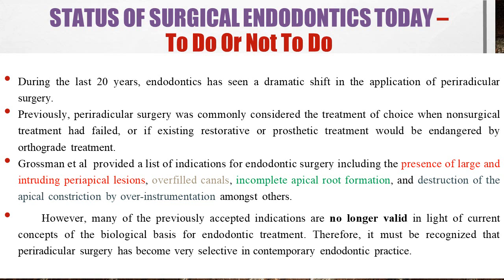Okay, so Grossman, a very famous dentist of his time, had given a list of indications for endodontic surgery at that time. That included the presence of large and intruding periapical lesions, just like I said just now. Overfilled canal. So if the GP, your gutta-percha, was extending beyond the apex, then yes, surgery was indicated. Incomplete apical root formation. This was given at a time when apexification and apexogenesis were probably not very common, and the prognosis was not good because of the quality of the materials at that time. And destruction of the apical constriction by over instrumentation.